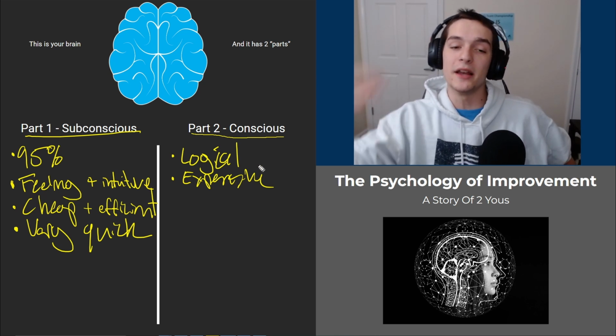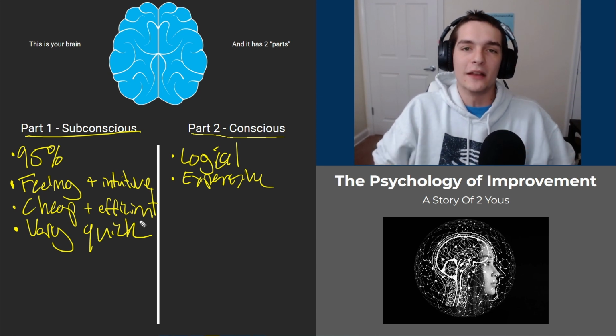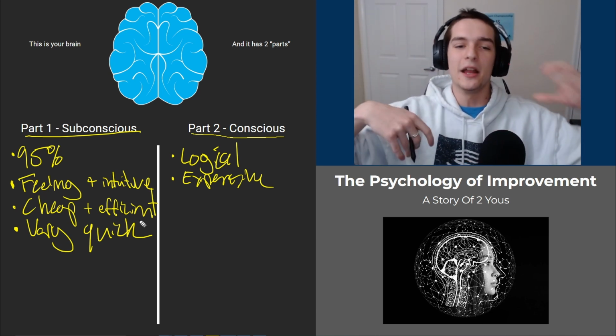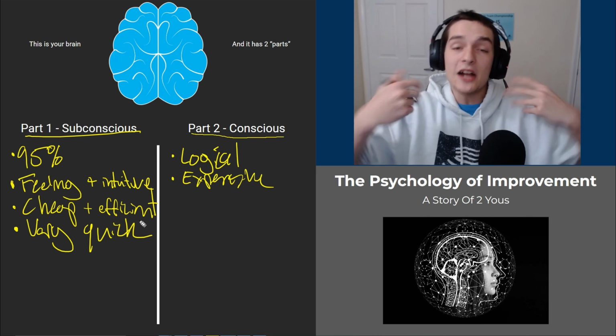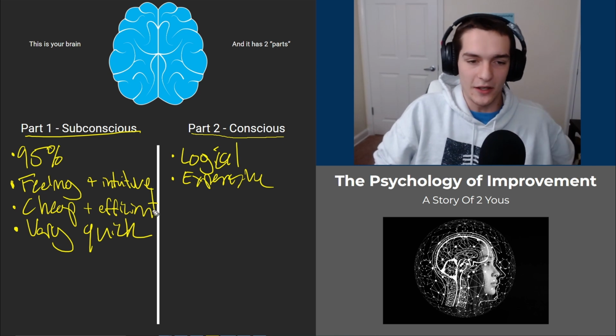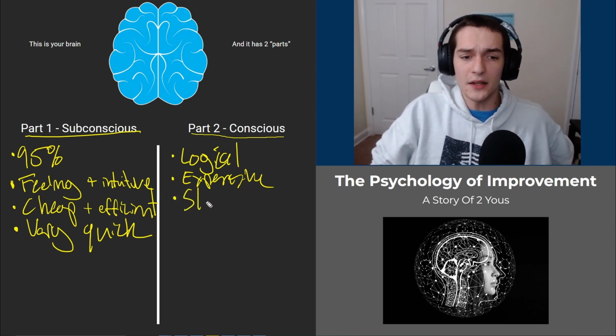Where our second brain is logical, it's expensive. It takes a lot of mental energy, and it takes more physical energy, right? Because when you're reasoning through a problem and more of your brain is activated, it actually takes more physical energy and more calories as well. So it's very mentally and physically expensive. It's also slower. It's a lot slower, right?